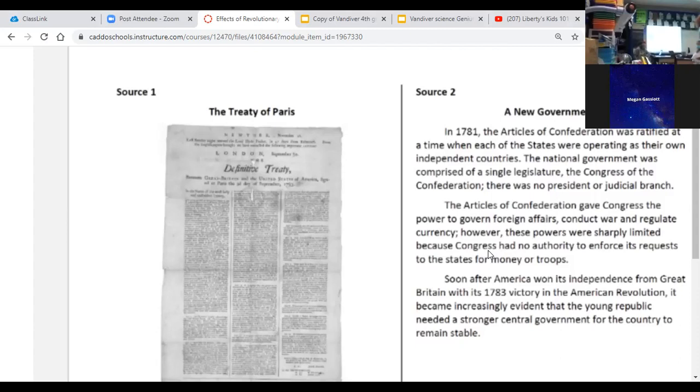Okay, so you need to write source 2, write what that is about. You need to mention Articles of Confederation. You need to mention the lack of a strong central government. And you need to write about how each state ran like its own independent country. Okay? Get to writing. I'm not repeating myself.